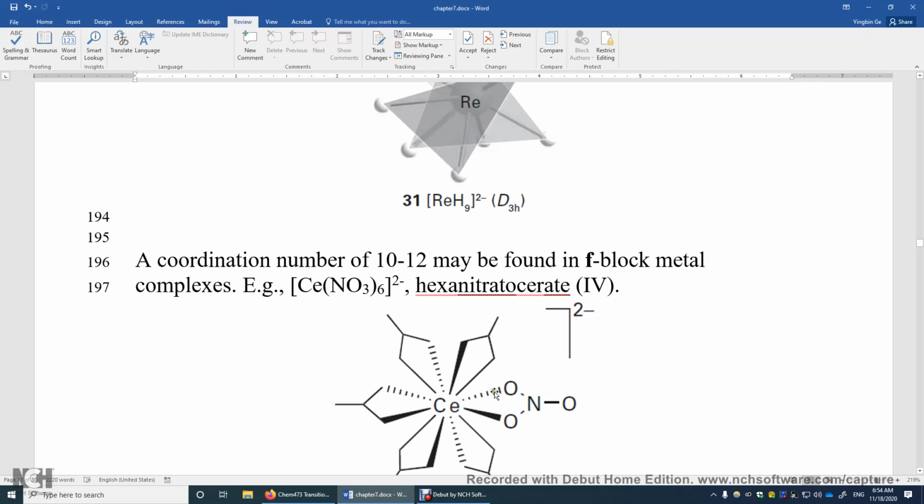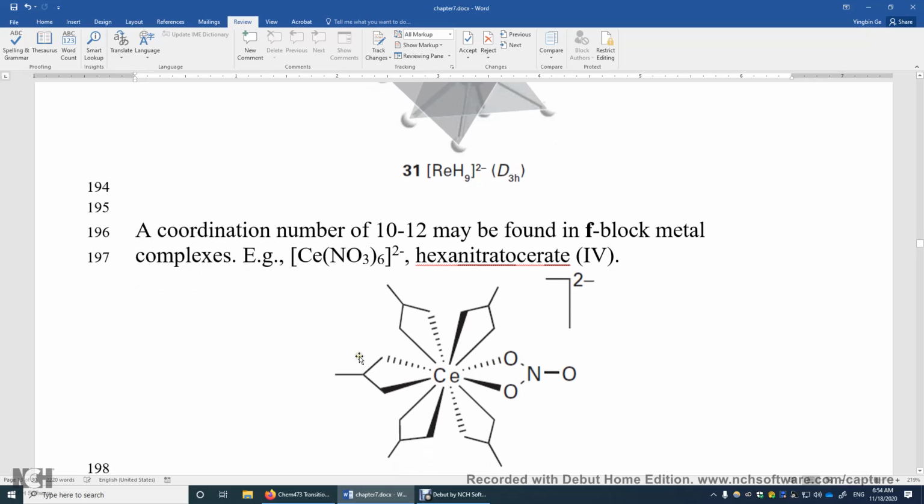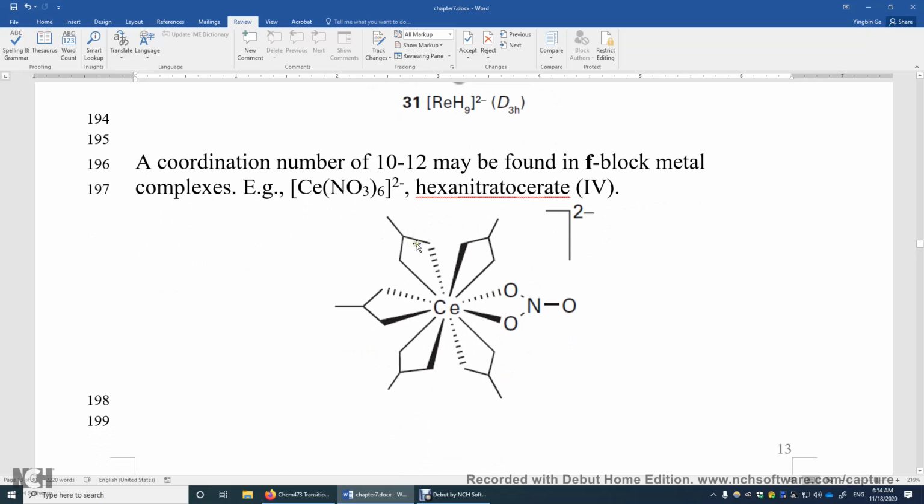So this is nitrate in general chemistry. It's called nitrato in transition metal chemistry as a ligand. And over here, you can immediately calculate the oxidation number on the transition metal center, because each nitrate bears -1 charge, so this cerium bears +4 charge.